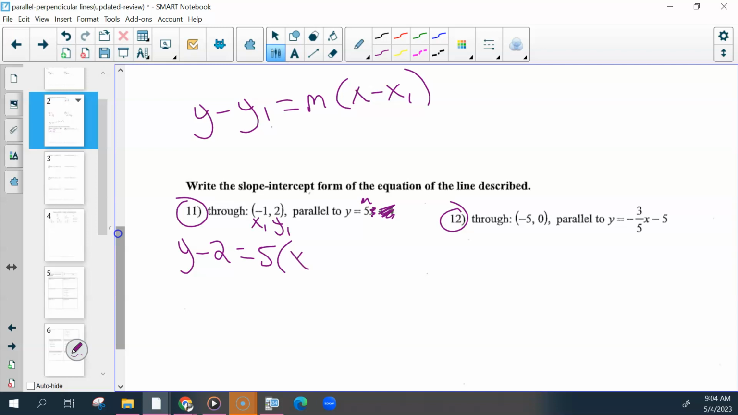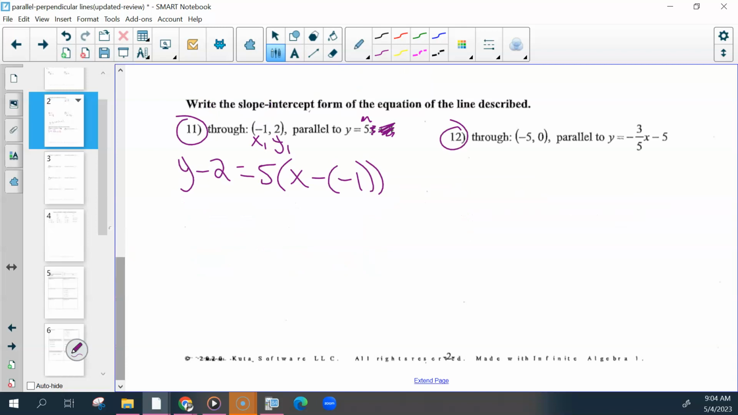Parentheses, x minus our x1 is negative. So for now, I'm going to put minus a negative, but as you get used to it, you can just change that to a plus. Then we can start to simplify. Simplify this first before you distribute. Distribute the 5.